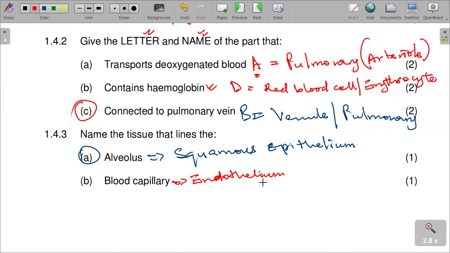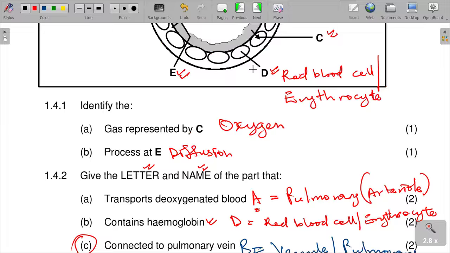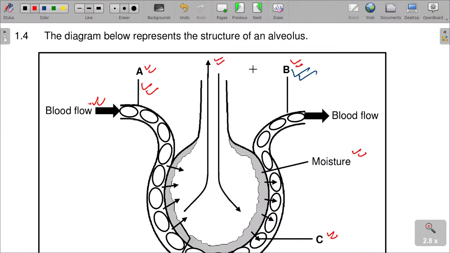Class, take note of this before I move to the next question. These are the scientific or the right answers that you should give to this question, as you can see, the structure of the alveolus.